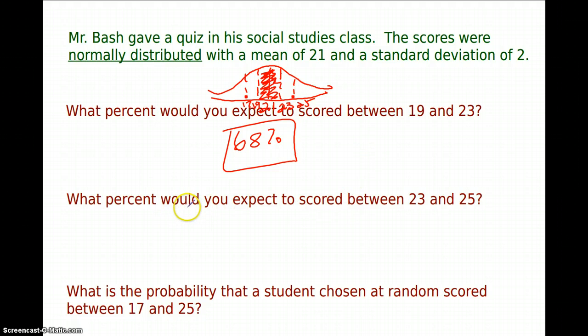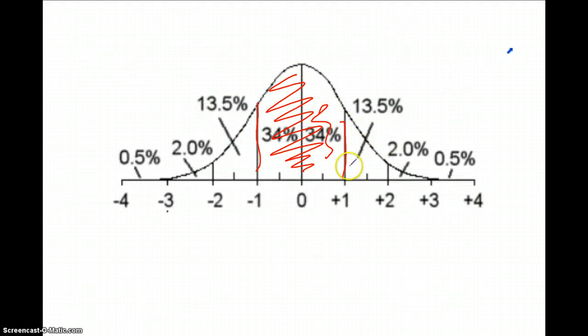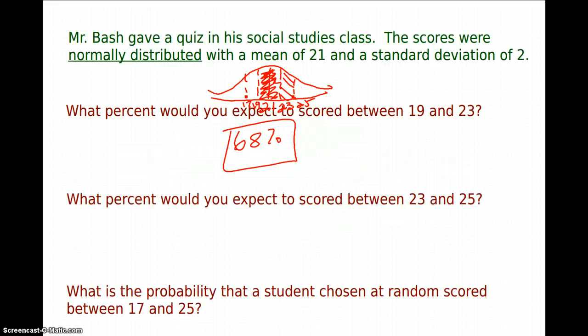Now looking at the next one, what percent would you expect to score between 23 and 25? That would be right here. That would be 1 portion of it, and looking back at the normal graph, this would be 23 and 25. We'd be looking at specifically this area, which would be 13.5%.